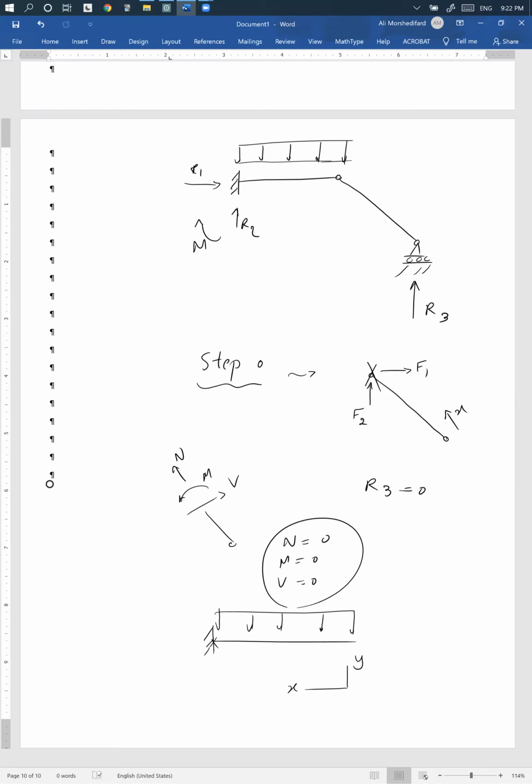And be careful that whenever you put your coordinate here, your origin of your coordinate is here. So when you take x, now this becomes your x, right? So the equation that you get for this beam for M and V is different when you use this coordinate or this coordinate. So you get different equations. Don't be surprised if you get different equations when you use this coordinate or this coordinate, right?